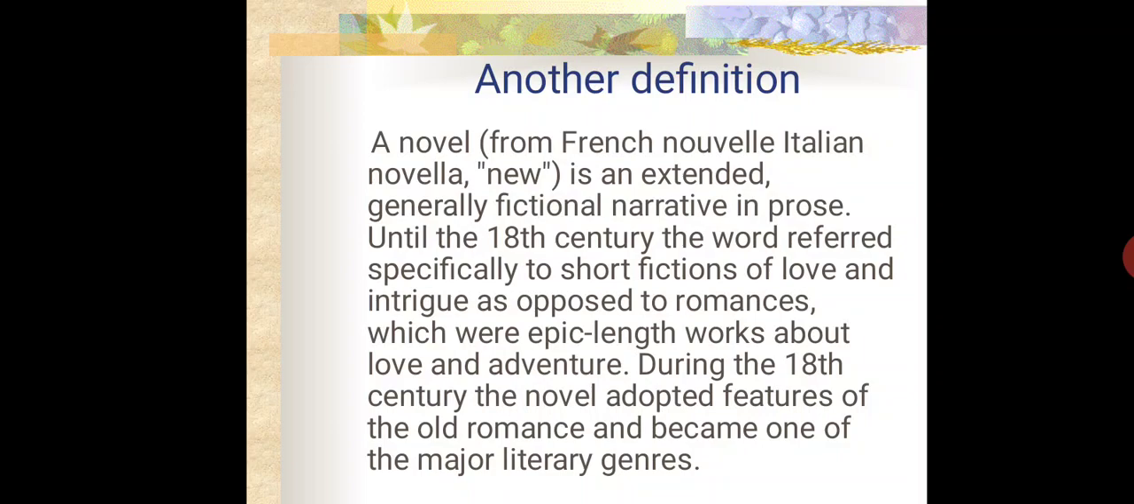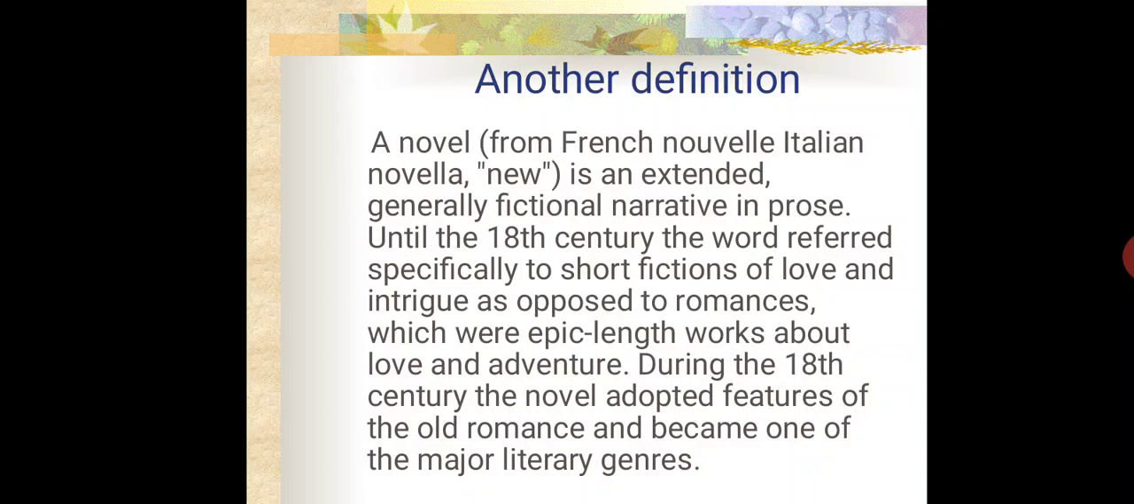A simple definition through the word: novel is from French novella, Italian novella, new. The particular meaning, novel means new. In other types of speaking, we can use the word novel as a new thing. Instead of it, we can say it's a novel thing. So it is an extended, generally fictional narrative in prose.